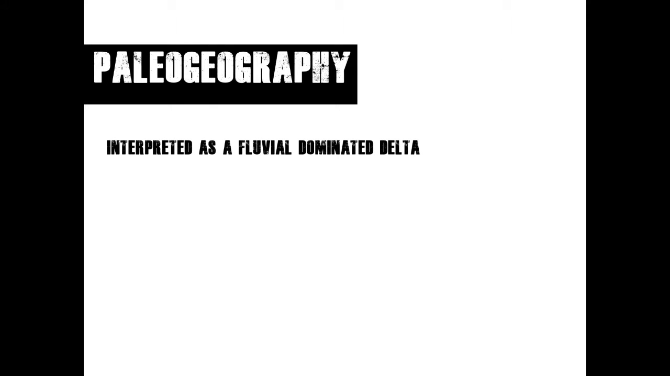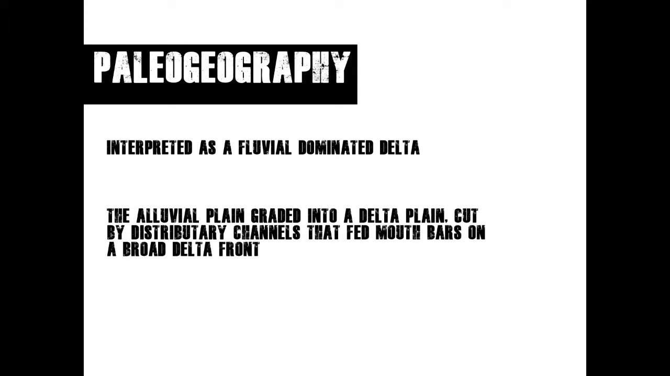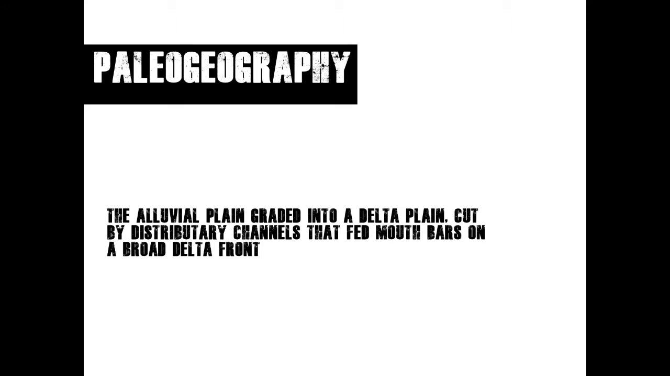The region is interpreted as an ancient fluvial-dominated delta. The alluvial plain graded into a delta plain cut by distributary channels that fed distributary mouthbars on the broad delta front. River dominance is inferred from the abundance of unidirectional current structures and soft sediment deformation combined with the absence of wave-formed, tidal, and biogenic structures. Delta successions are typified by coarsening upward successions of sandstone and conglomerate deposits.